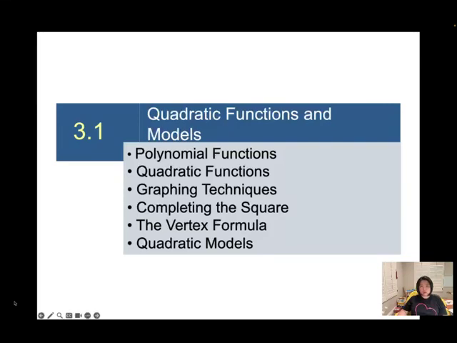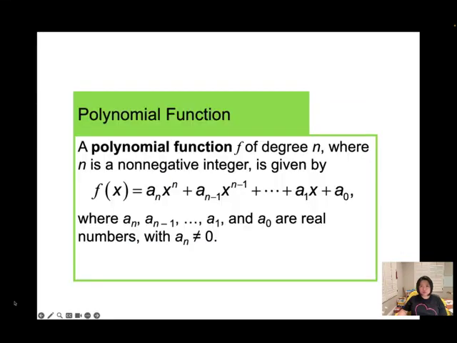Section 3.1 Quadratic Functions and Models.